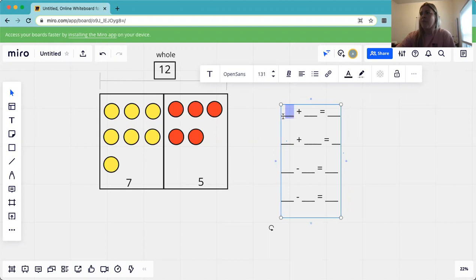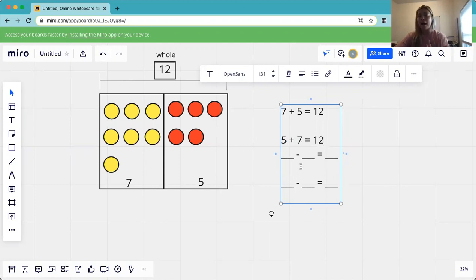We have my 7 and we have the 5. And my whole is 12. I'm going to switch my parts, my addends, and now I'm going to make it 5 plus 7 equals 12. We're just switching them. They are related facts. They are fact families. They have the same 3 numbers. They just might not be in the same place all the time.